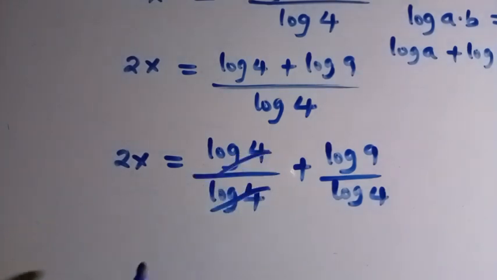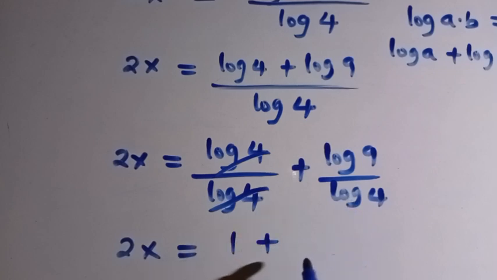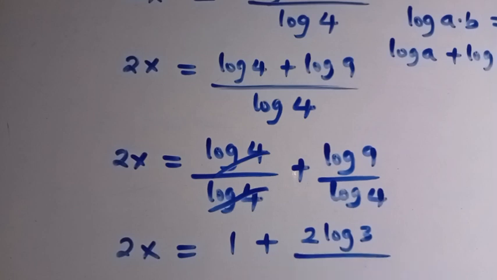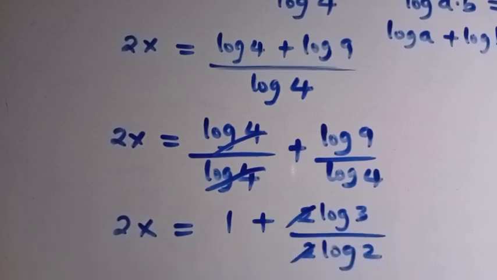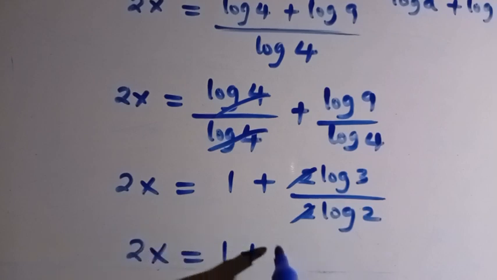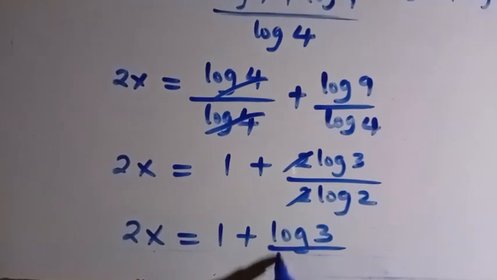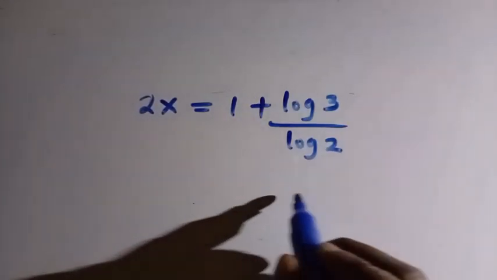Then log 4 cancels log 4. We have 2x equals 1 plus, so log 9 we can write as 2 log 3 divided by, and log 4 we can write as 2 log 2. So when 2 cancels 2 from here, we have 2x equals 1 plus log 3 divided by log 2.